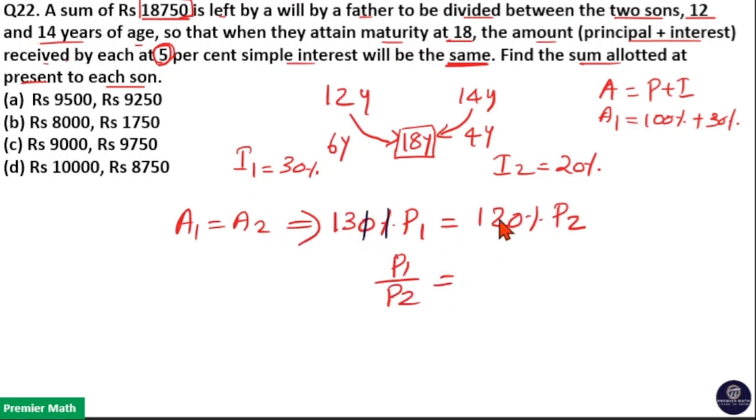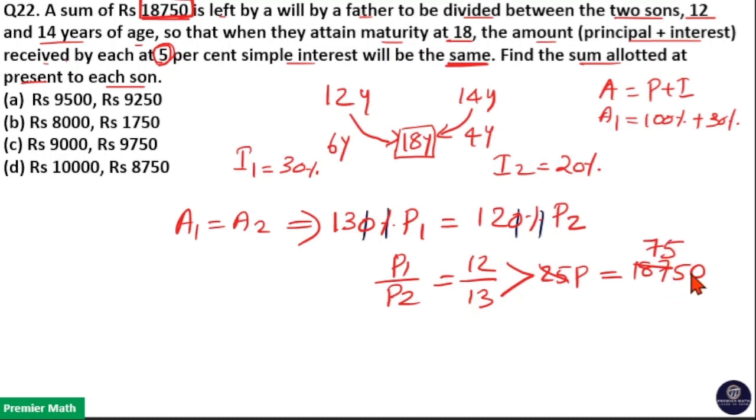Now 12 plus 13 is 25 parts. This 25 parts is equal to 18,750 in the question, because the principal for the first son and second son together will be 18,750. Now 25 goes 7 times in 187, remaining is 12. So 25 goes 5 times in 125, remaining is 0. So 1 part is equal to 750, which means 12 parts is equal to 12 into 750. 750 into 10 is 7500, 750 into 2 is 1500.